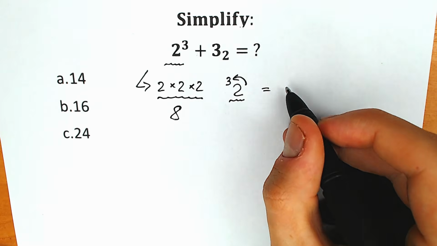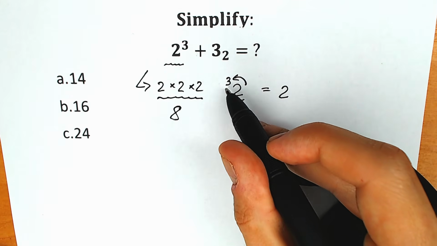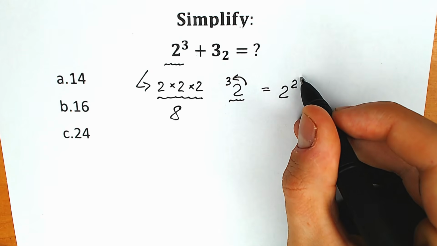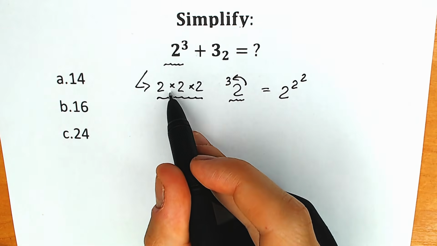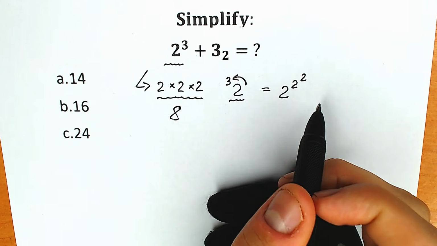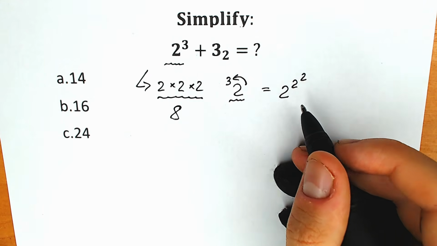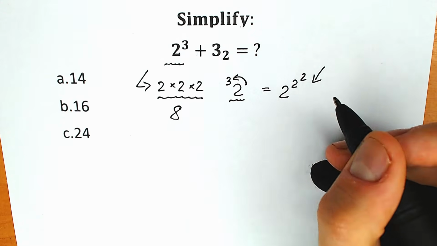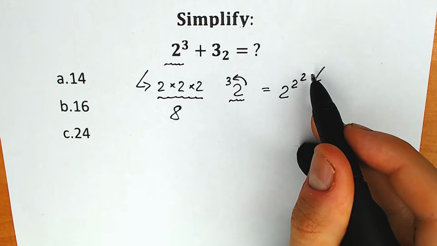As a result, we can write it as 2, raised to itself 3 times: 2 to the power 2 to the power 2. So as you can see, we have a difference between this expression and this expression. To evaluate it, we have to do it from the top to the bottom. This is an extremely important moment. We need to raise from the top power to the bottom power.